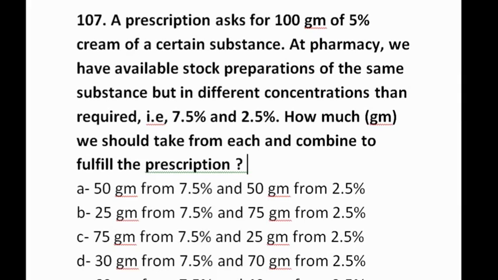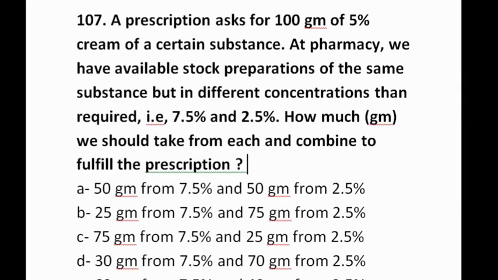Now coming to this MCQ: a prescription asks for 100 gram of 5% cream of a certain substance. At the pharmacy we have available stock preparations of the same substance but in different concentrations than required, that is 7.5% and 2.5%. How many grams would we take from each and combine to fulfill the prescription?